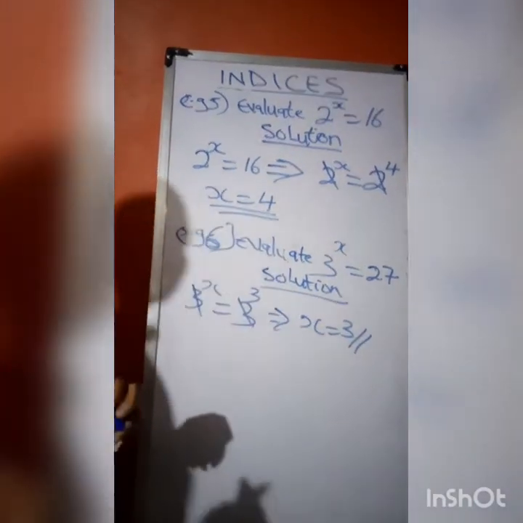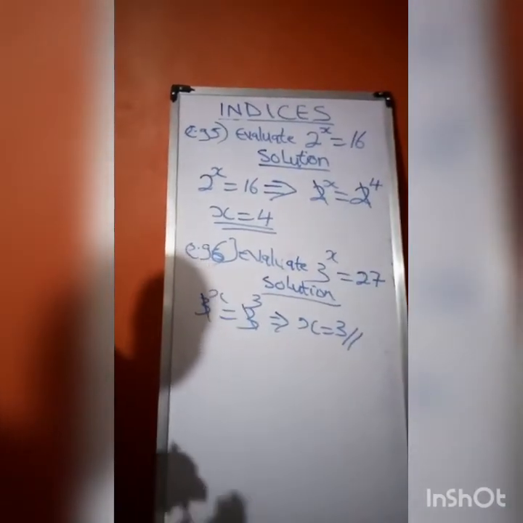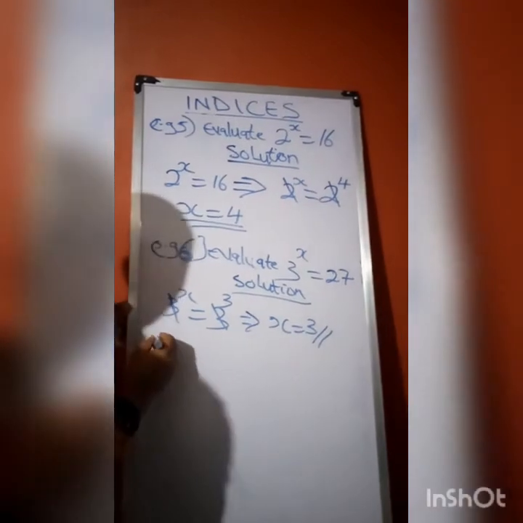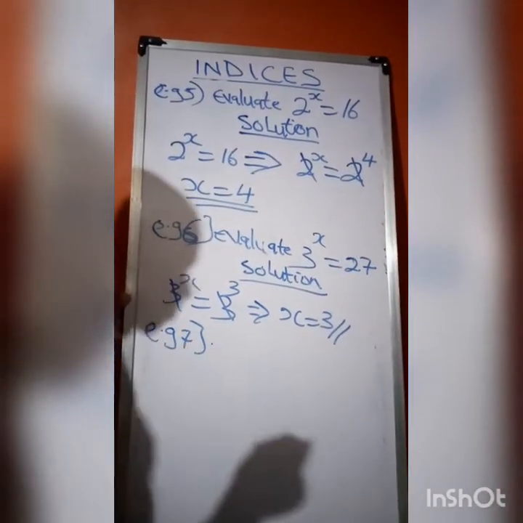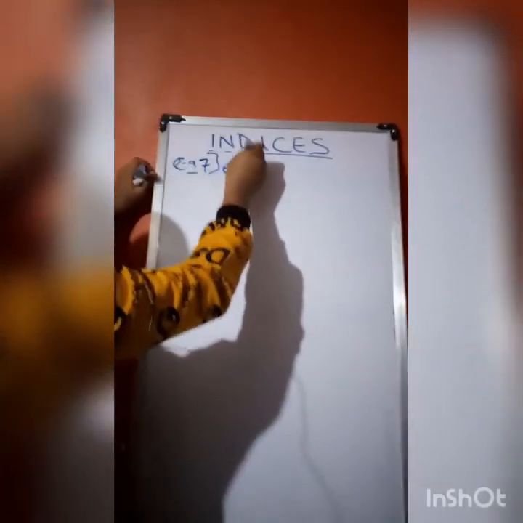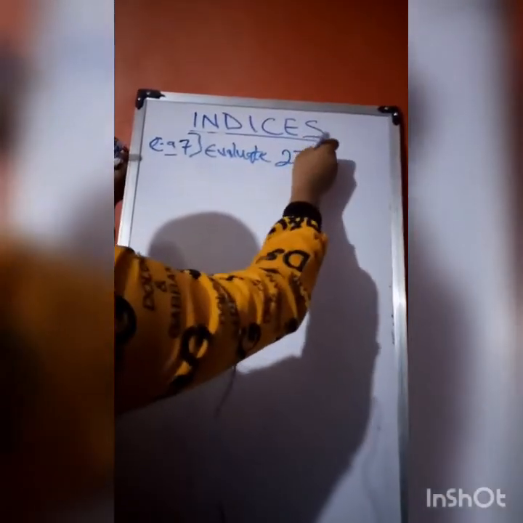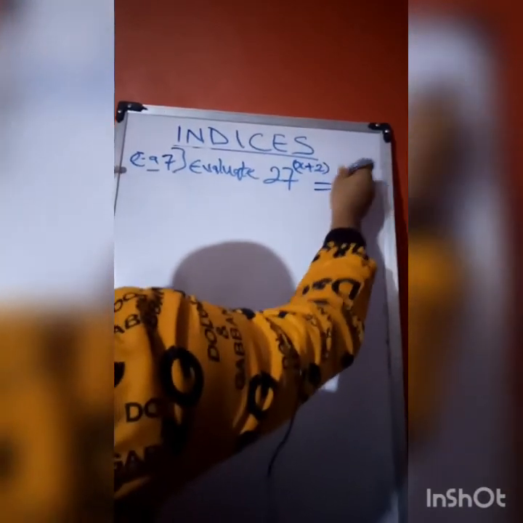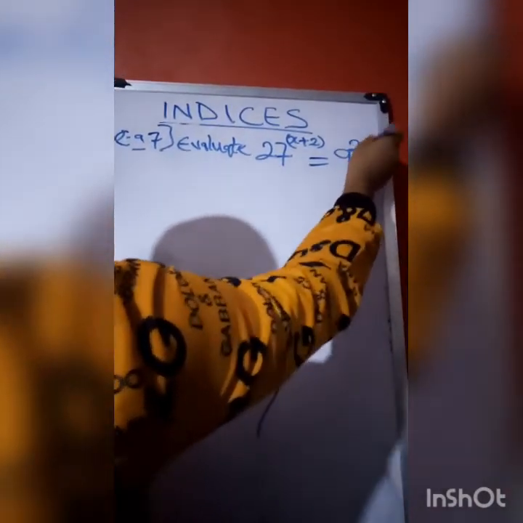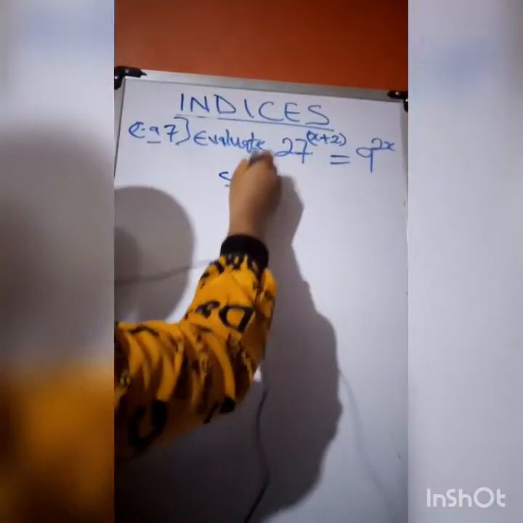Alright, I'm sure this is clear enough. Alright, let's still do one more example and let me make it a bit harder so that you understand properly. Example 7. It says evaluate 27 raised to the power x plus 2 equal to 9 raised to the power 2x. Alright, now let's solve this. Solution.